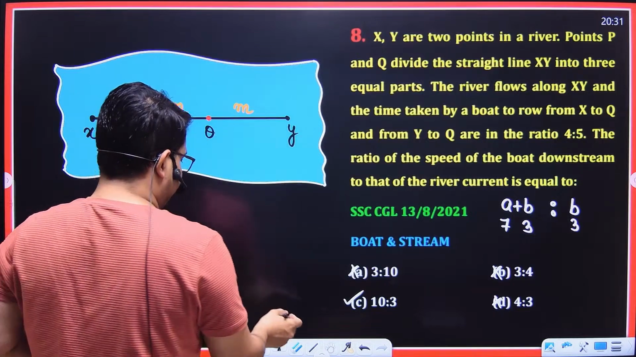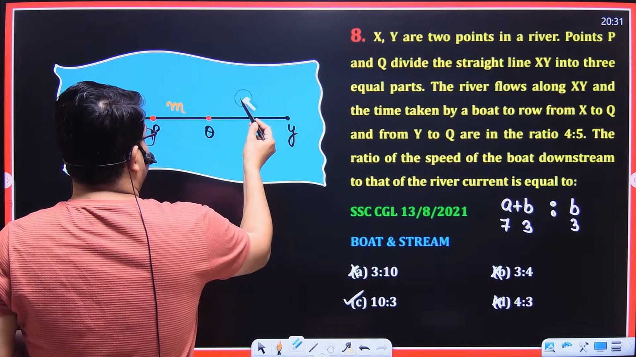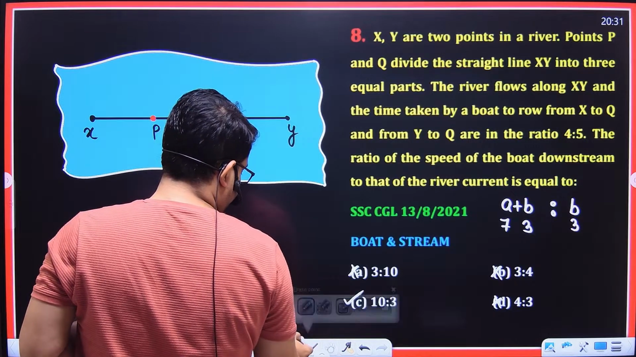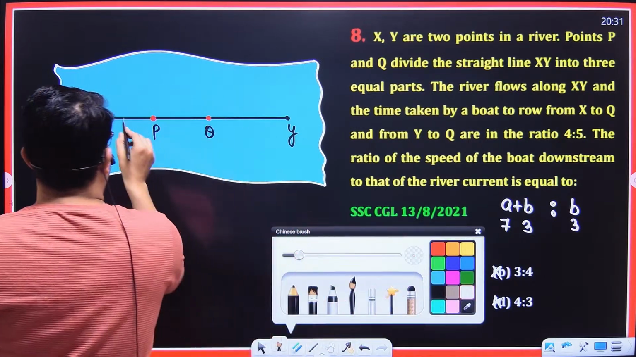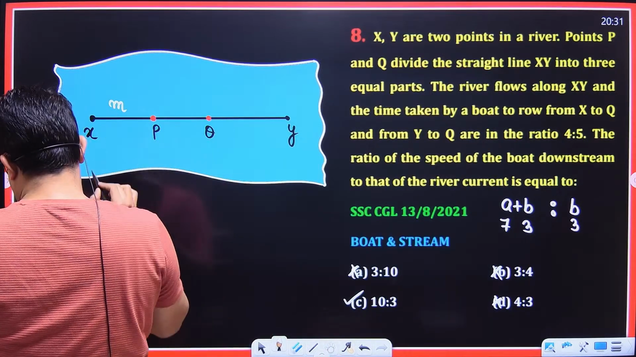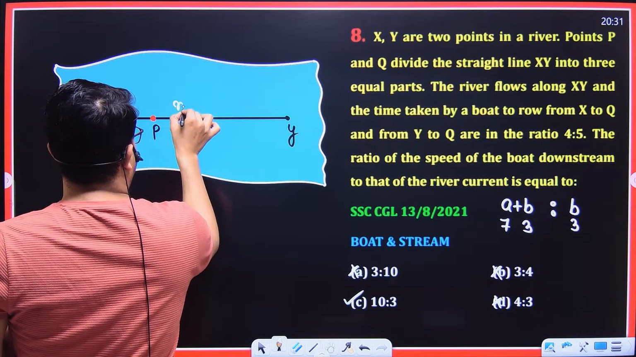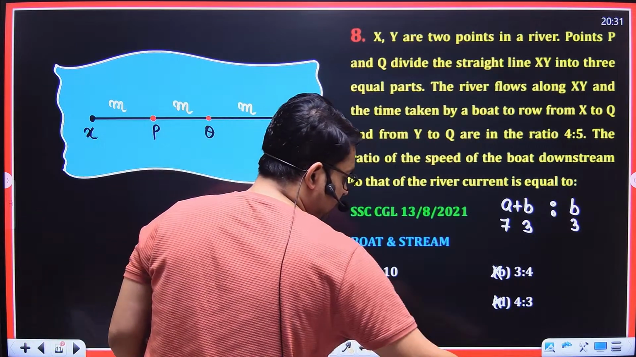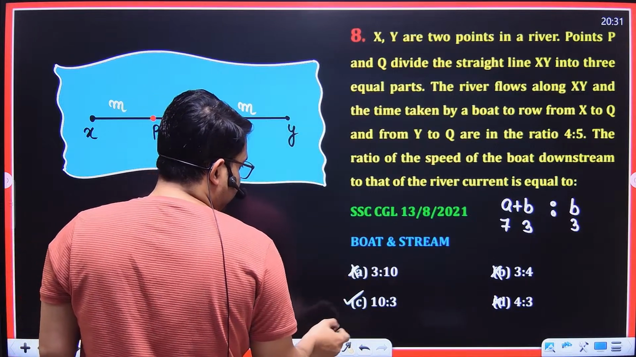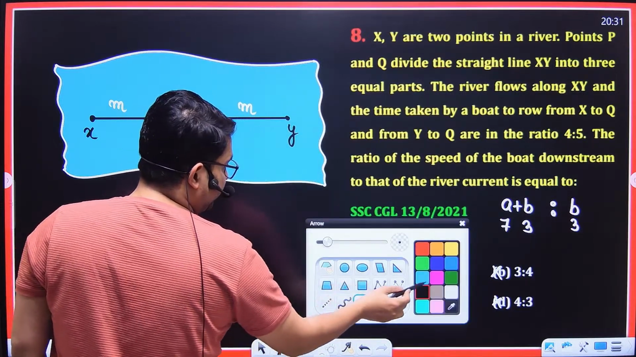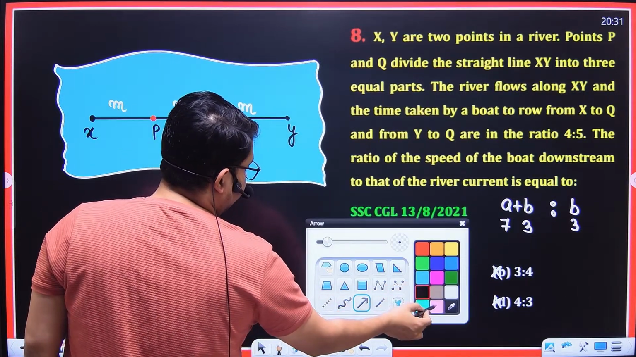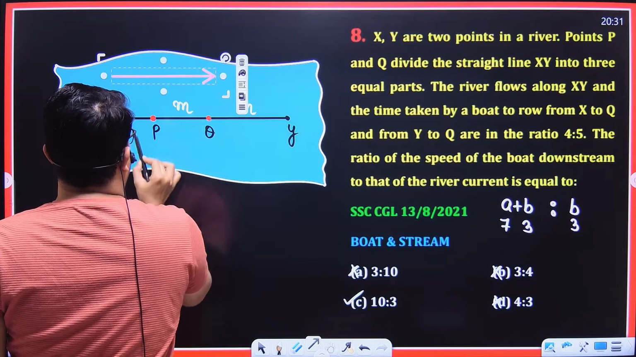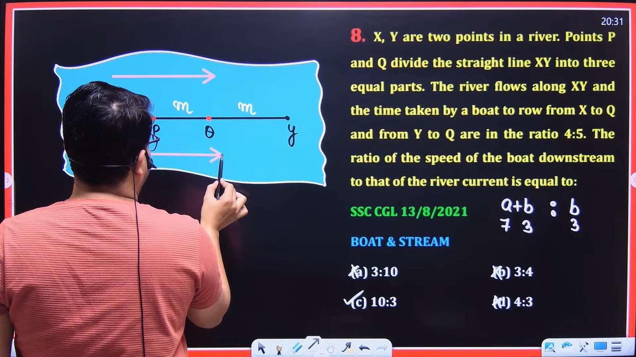This is not visible. So if this one is my length M, is it visible? Then this one is also M, this one is also M. So what is given? The boat, the river is flowing in this direction.